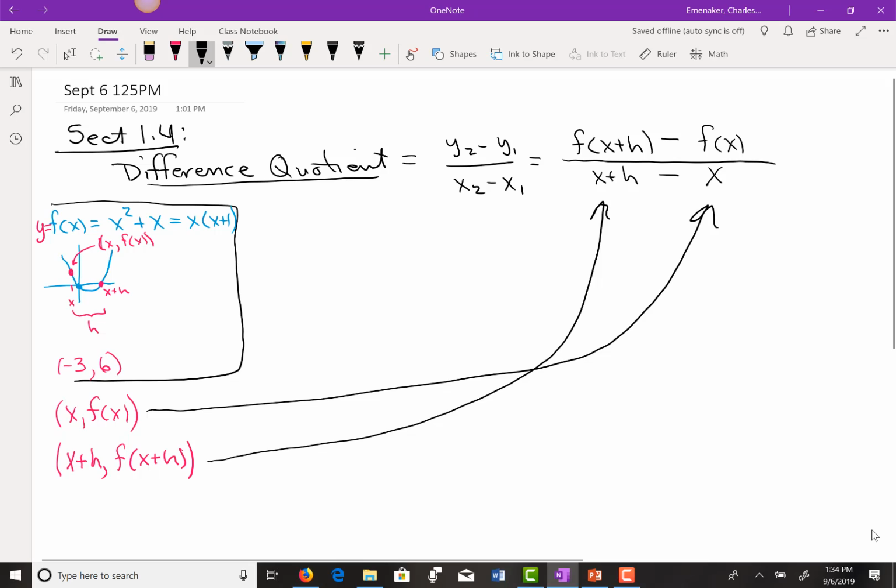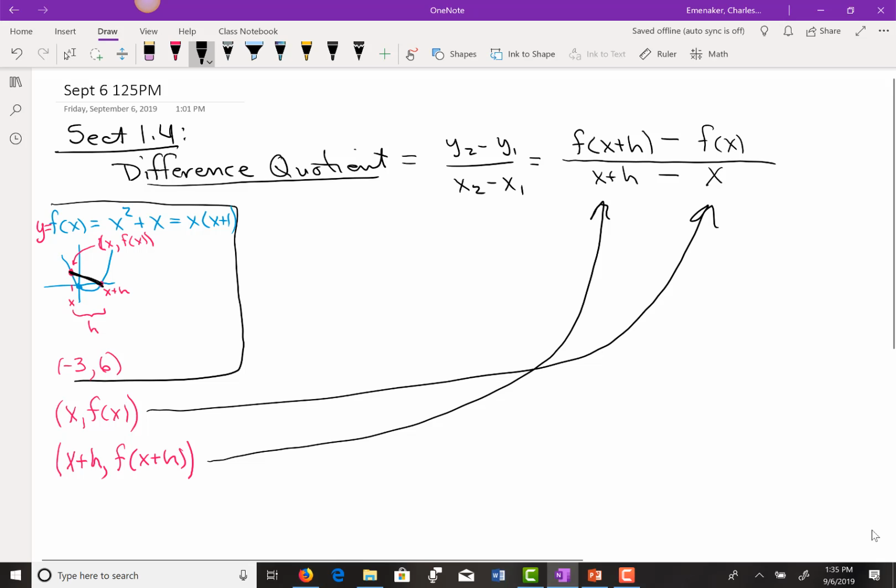Okay, now, if we do the slope between these 2 points, what we're really doing is we're doing the slope of that line there, aren't we? See the little line that popped up here? We're doing the slope from that point x, f of x, to the point x plus h. Everybody good with that? Okay.